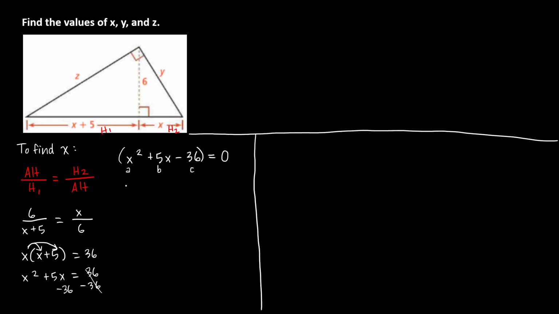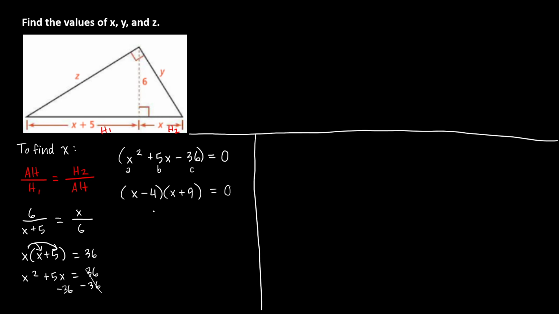And just to keep things brief here, I know that the numbers that add to be positive 5 and multiply to be negative 36 are negative 4 and positive 9. So when I factor this quadratic equation, I get x minus 4 times x plus 9 is equal to 0.